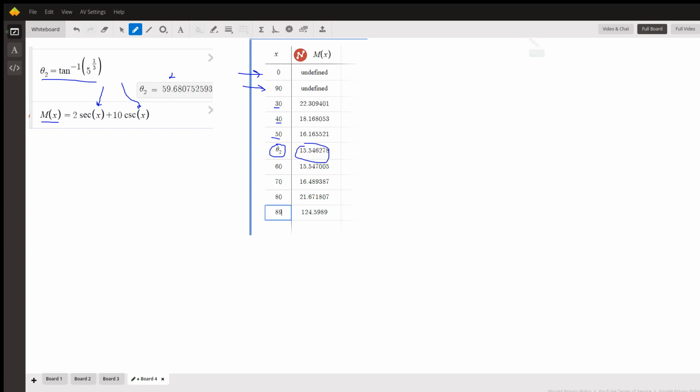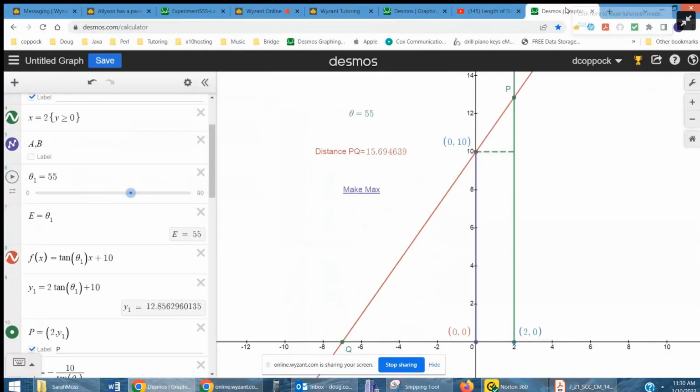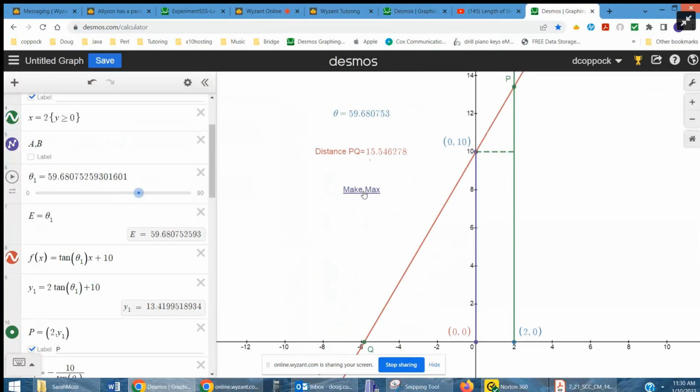If I share my screen and go to Desmos just so you can see what's happening. Here it is, right here. So right now, theta is equal to 55 degrees. The length of this ladder is 15.69. I said make max here. I should have said make minimum. I want the minimum ladder. There it is right there.